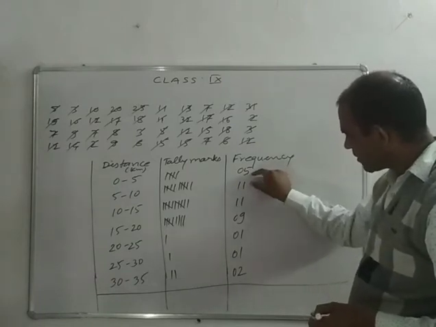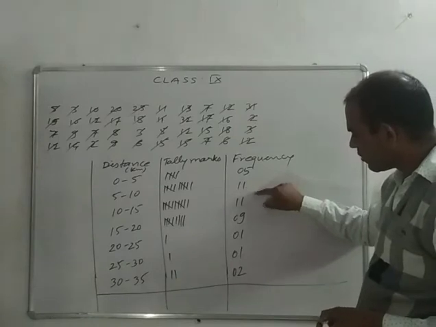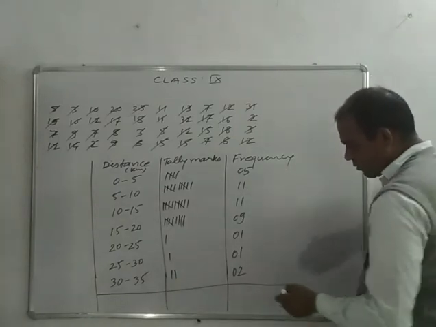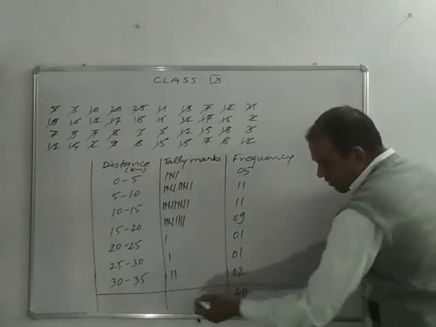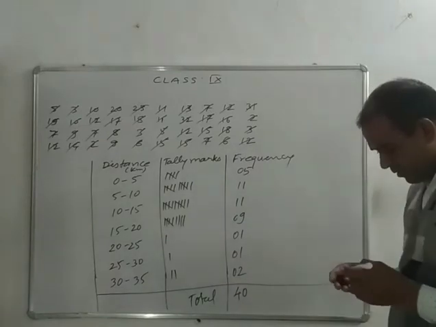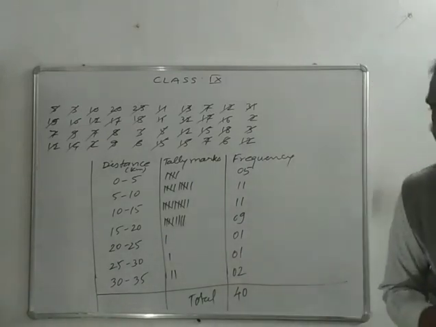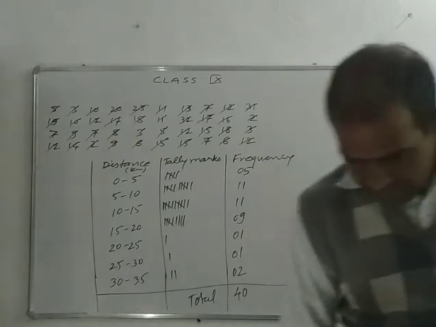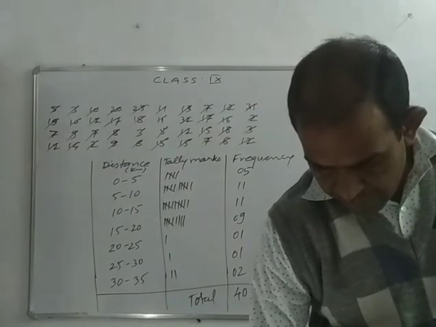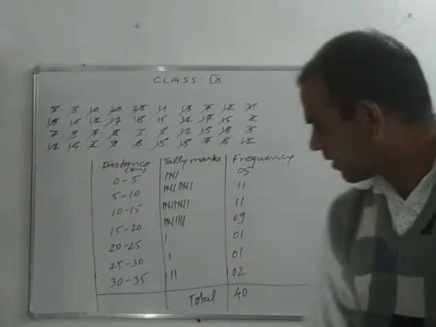ये हो गया अपना 16। 11 और 5 16, 16 और 20 36, 36 और 4 40. So its total is 40. That is the grouped frequency distribution table, and here the question is, what main features do you observe from this tabular presentation?